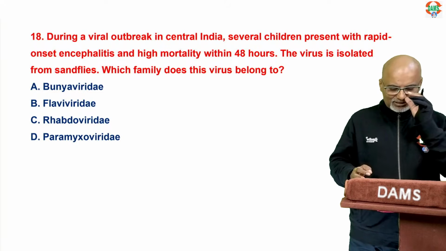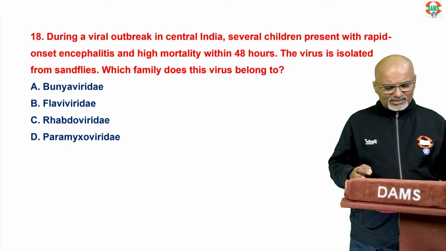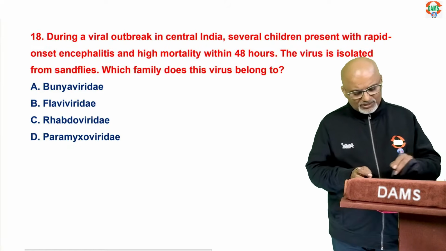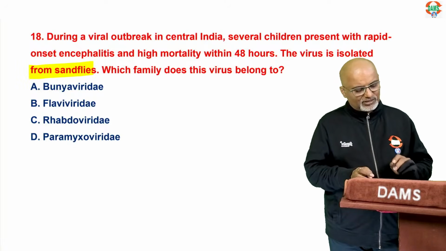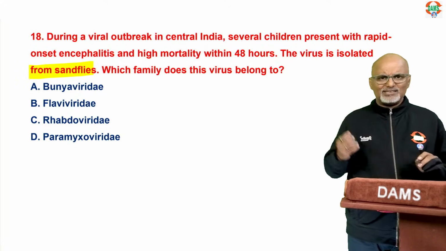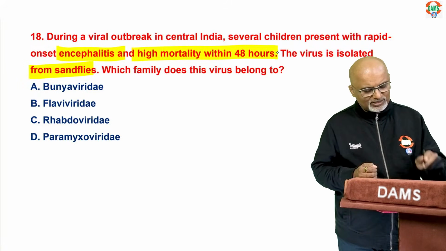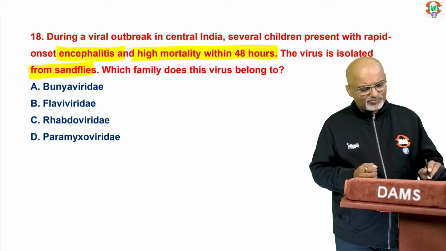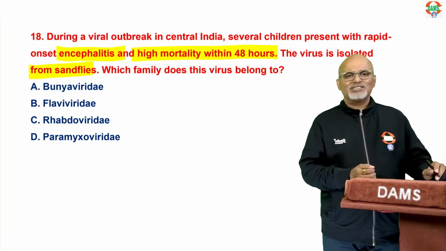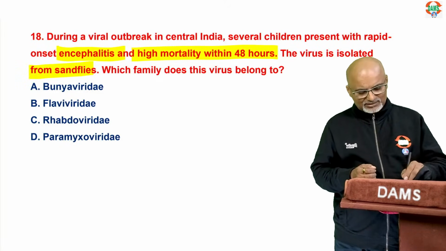Okay, right. During a viral outbreak in central India, several children present with rapid onset of encephalitis and high mortality within 48 hours. The virus is isolated from sandfly. So sudden outbreak, rapid encephalitis, high mortality, emerging. Okay, what virus is it? This is called Chandipura virus.